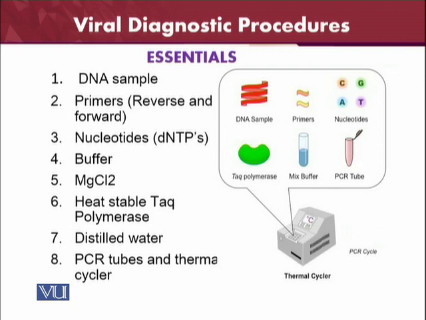Nucleotides, dNTPs are required, which will be used in the reaction. And then the buffer, then magnesium chloride, heat stable Taq polymerase, then distilled water, and most importantly the thermal cycler and the PCR tubes which we are going to use inside the thermal cycler.